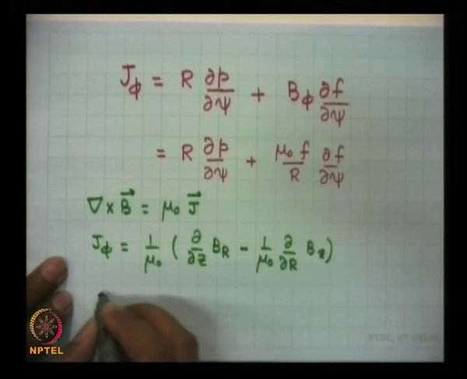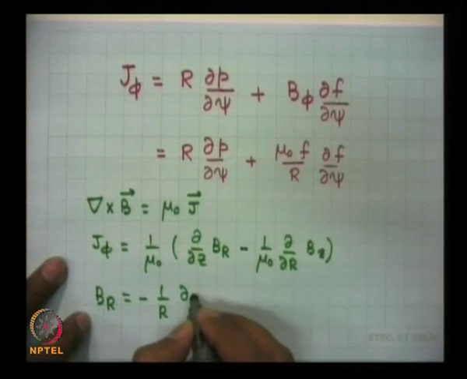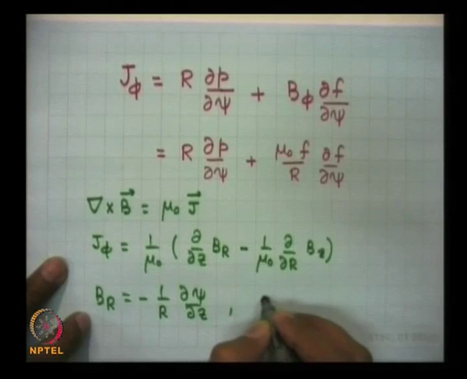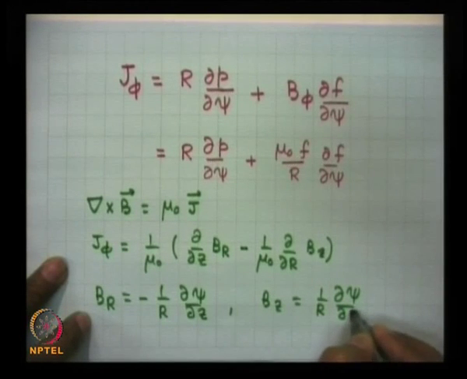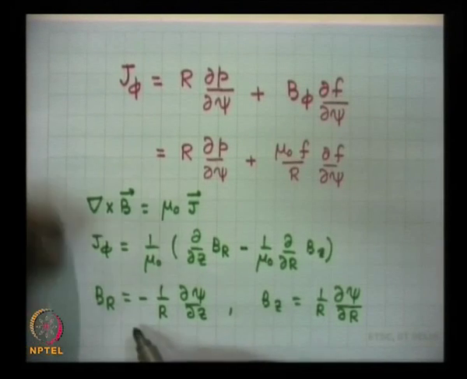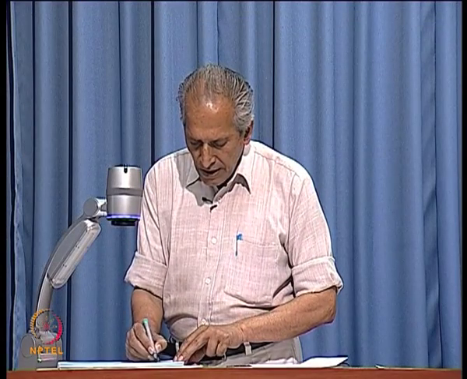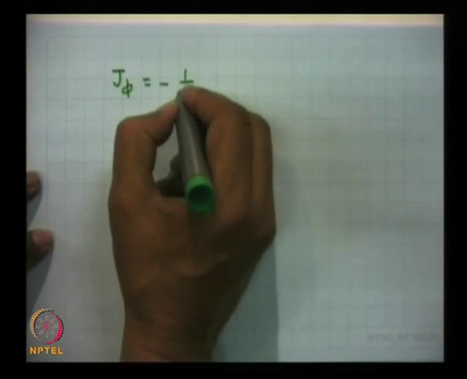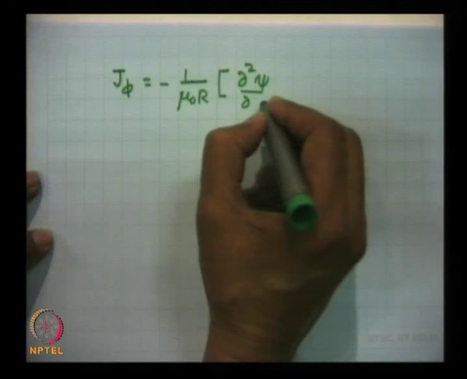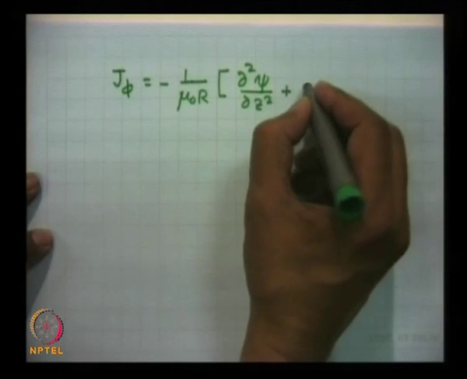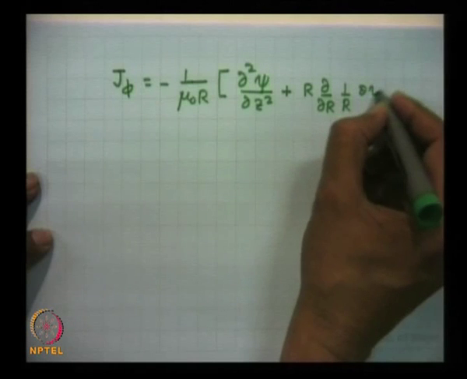And since we know B r by definition is equal to minus 1 upon r delta psi by delta z, and Bz is equal to 1 upon r delta psi by delta r, from the definition of psi, we substitute this here and you get j phi as minus 1 upon mu 0 r multiplied by d2 psi by d z square plus r delta delta r of 1 upon r delta psi by delta r.